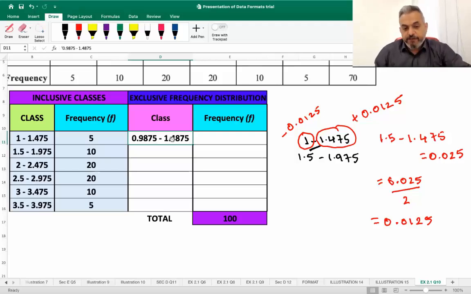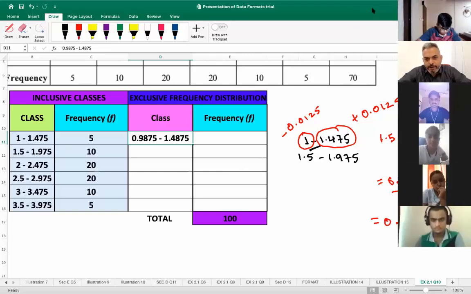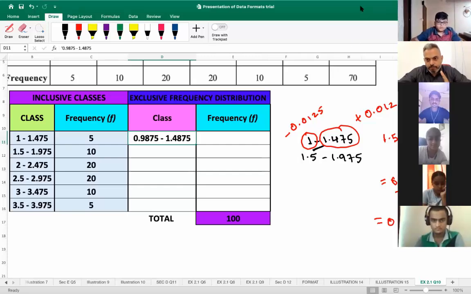You find the difference between 1.4875 and 0.9875. What is the difference? 0.5. 0.5. Everyone's calculator shows 0.5. Hello. Yes, sir. Okay, now pay attention, Abhishek. Yes, sir. 0.5 has come.